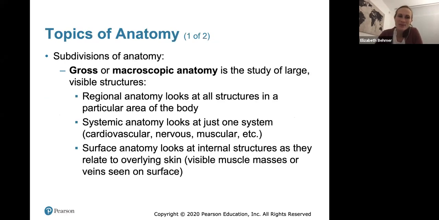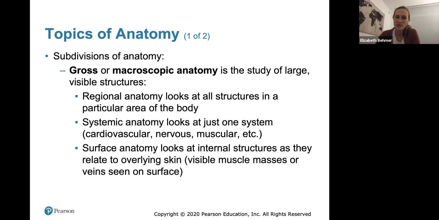There are topics of anatomy. Gross or macroscopic anatomy is the study of large visible structures. Regional anatomy looks at all the structures in a particular region. Systemic anatomy looks at just one system at a time. And you guys probably, your anatomy classes were systemic anatomy. So you learned all about the cardiovascular system first and all the structures, the nervous system, the muscular system. That's how we'll tailor this class. With physiology, we'll look at systems one at a time.